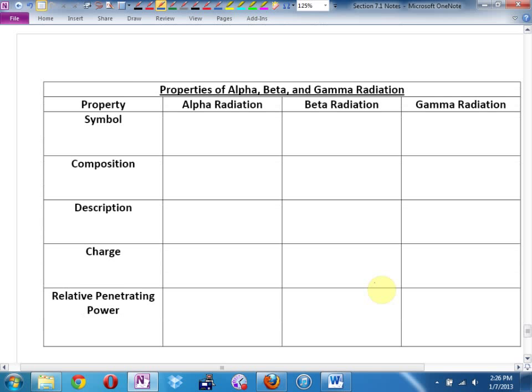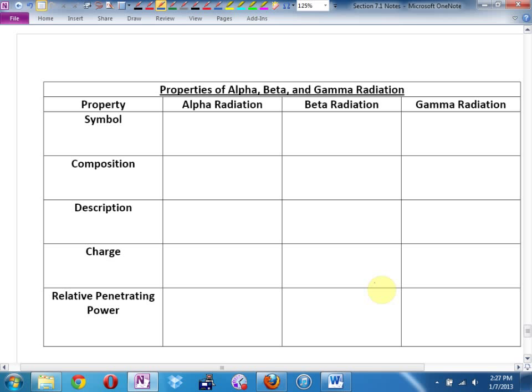We'll finish this chart and then we are done this very lengthy lesson. I apologize it took so long. Ready? Let's summarize. What's the symbol for each of these?